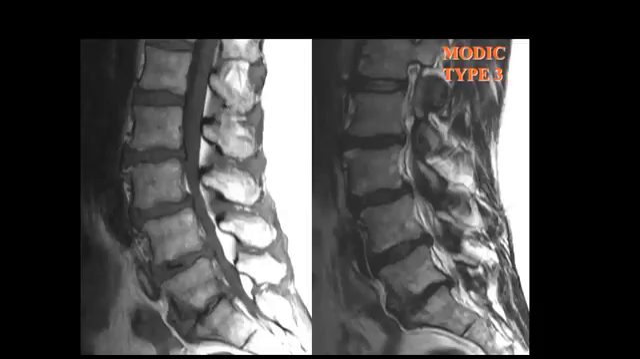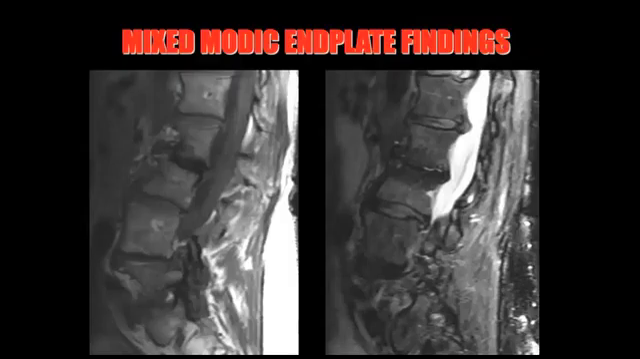And just to be complete, modic type 3 is a sclerosis, sometimes a little bit harder to identify on MRI because it's a low signal. So it's low on T1 and low on T2. And it's not unusual to have mixed modic findings, where we have an area of sclerosis, low signal on T1 and fat suppression, which is a type 3. And then on the superior end plate, a type 2, where you have a bright signal, which then suppresses out, representing fat.